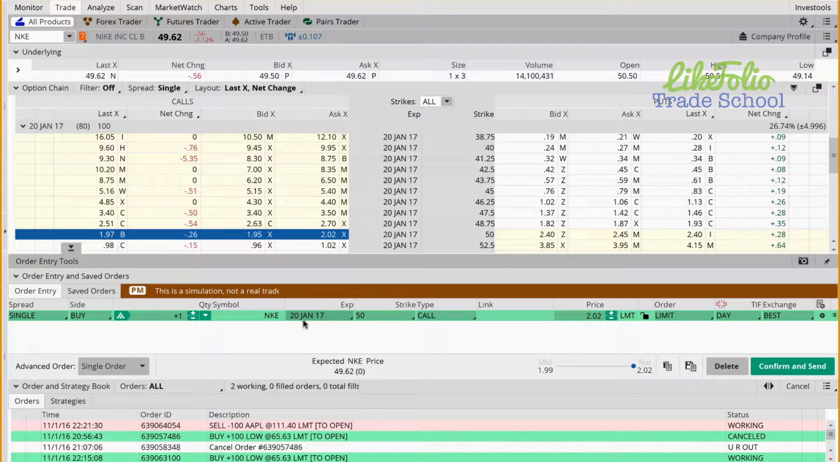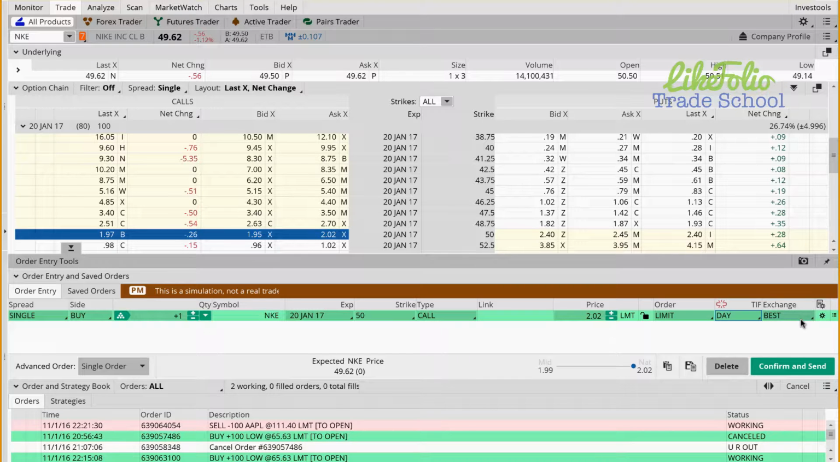Nike, we're looking at the Jan 2017. The 20 means that it's going to expire on the 20th of January 2017. The strike price is 50. Looking at the calls, the price is $2.02. It's a limit order. It's a day order. You can choose day or GTC. The extended hour options are not offered when you're trading options like they are when you're trading stock, because there are no extended hours with options markets.